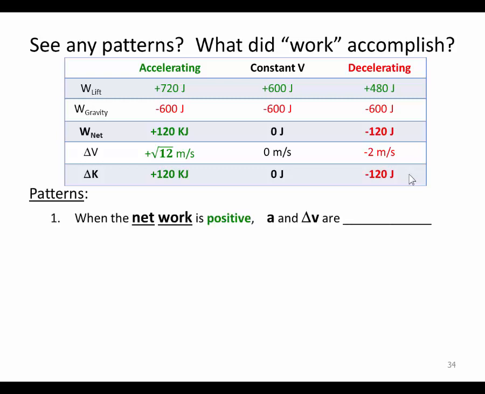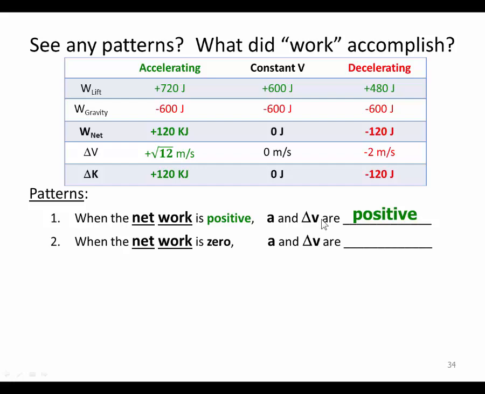So let's look at some patterns here. Summarize. When the net work done is positive, as we saw in the accelerating case, we have positive acceleration, and it turns out our change in velocity is positive as well. When the net work is 0, what did that mean? The net work happened to be 0 because we weren't accelerating. We did not do any additional work other than directly matching gravity's force to move the object, and those two canceled each other out. And so when we have no net work, our acceleration is going to be 0, and our change in velocity is going to be 0 as well.